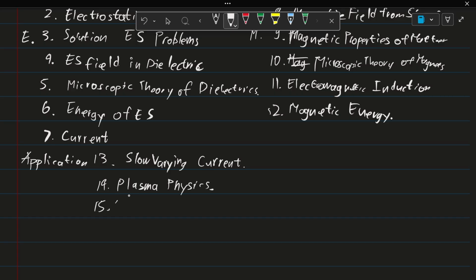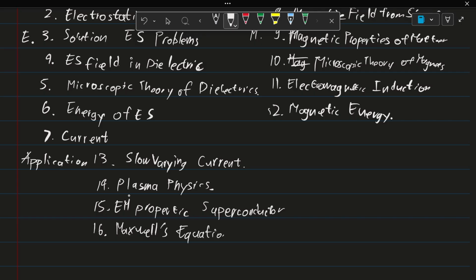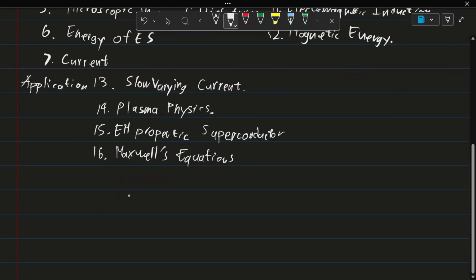After that, we'll be discussing about electromagnetic properties of superconductors. So these are types of materials that are very conductive. And then after that, we'll be discussing about Maxwell's equations. And Maxwell's equations are the ones that unify the electric field and the magnetic field. And so from Maxwell's equations, we'll be discussing about the electromagnetic wave, technically the propagation of the electromagnetic wave.